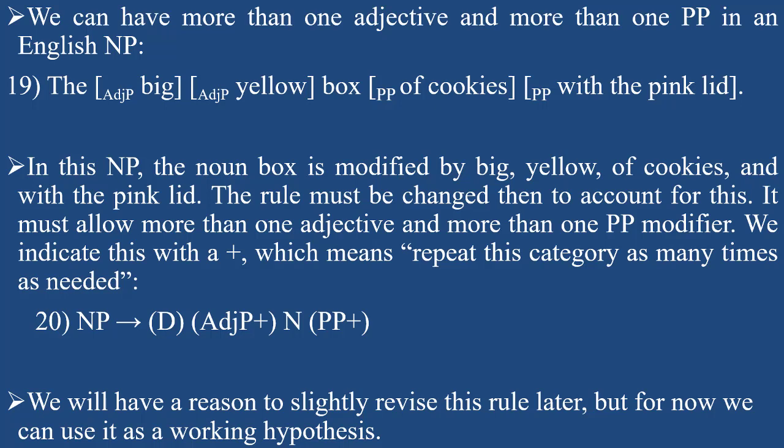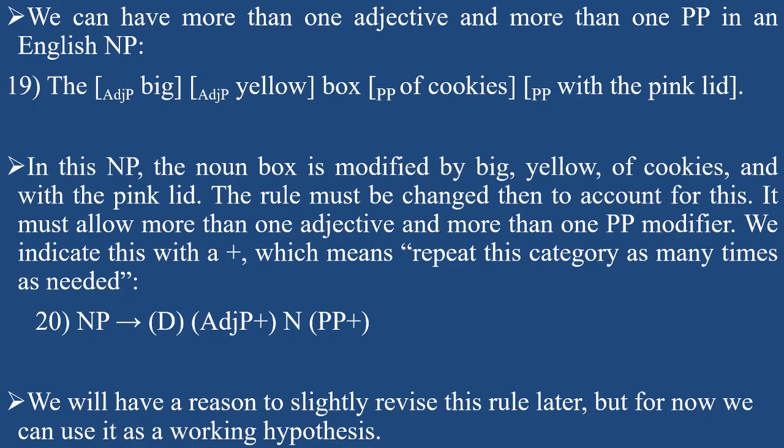Look at the example in 19. The big yellow box of cookies with the pink lid. You see, this is an NP, and it consists of 2 adjectives and 2 PPs. So in this NP, the noun box is modified by big, yellow, of cookies, and with the pink lid. These all are modifiers. The rule must be changed then to account for this.